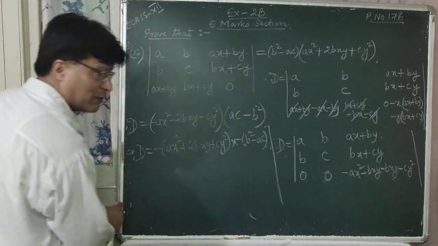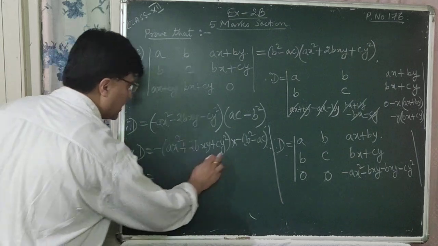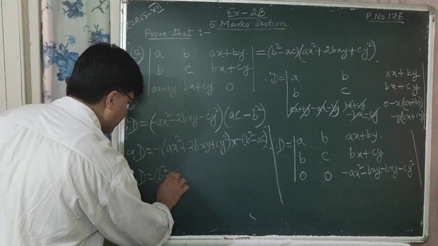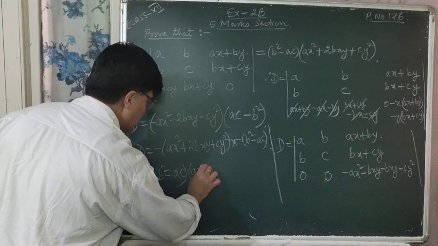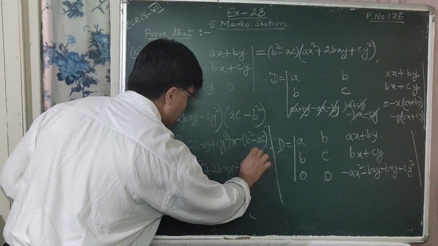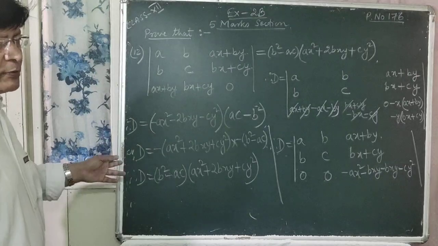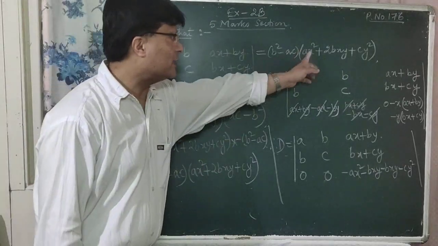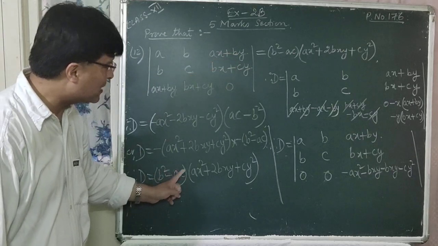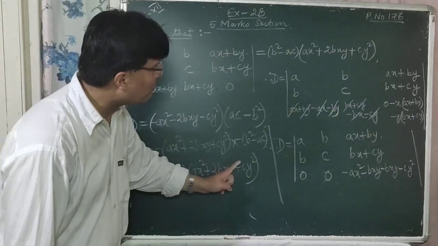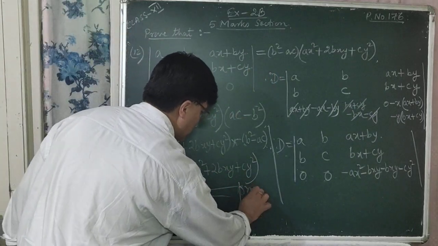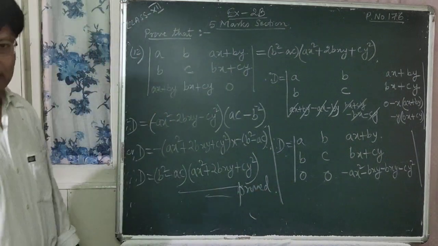So minus to minus is plus. Therefore D is equal to, let us write down this factor first. That is B square minus AC into AX square plus 2BXY plus CY square. So we have proved the result, which is equal to right hand side. It is the same expression out there, isn't it? That is B square minus AC into AX square plus 2BXY plus CY square. So we have got the right hand side. So it is proved. Understood?